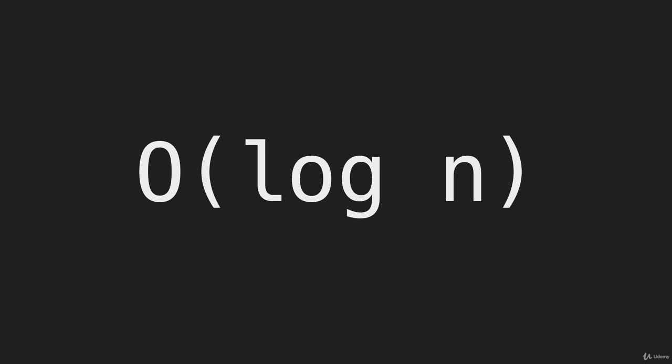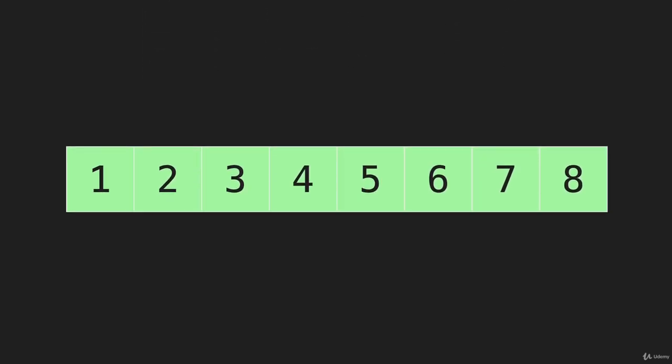So the last big O that we're going to look at is O of log n. So I'm going to explain this with a sorted array. And in order to do what I'm about to do here, you have to have sorted data. Let's say you want to find a number in this array. And we're going to look for the number 1. What would be the most efficient way to find that?